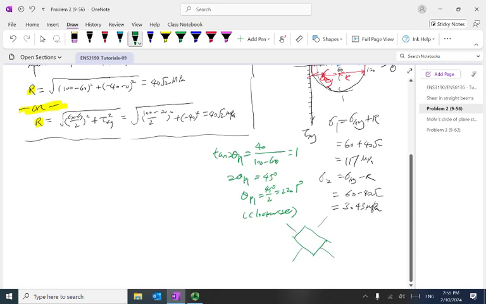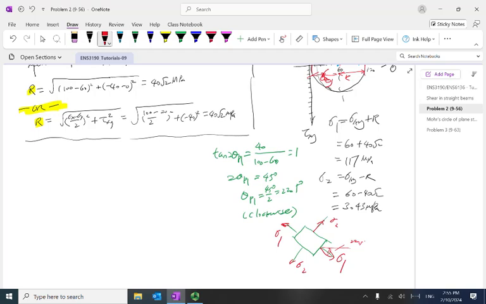So sigma 1 and roughly the angle is 22.5 degrees, because this one is horizontal. This one is sigma 2, sigma 1, both positive, that's why tension.